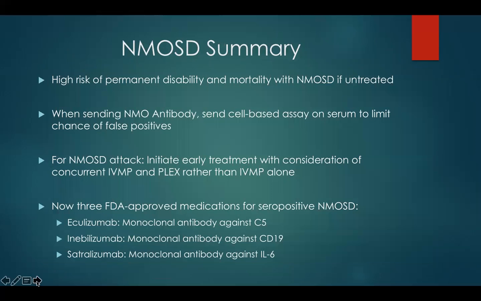So in summary, NMO spectrum disease carries a high risk of permanent disability and mortality if left untreated. And when sending the NMO antibody, you want to make sure that you're sending the cell-based assay on serum to limit the chance of false positives that can happen if you send the ELISA. For NMO attacks, you want to initiate treatment as early as possible and strongly consider concurrent IV steroids and plasma exchange from the get-go versus IV steroids alone.